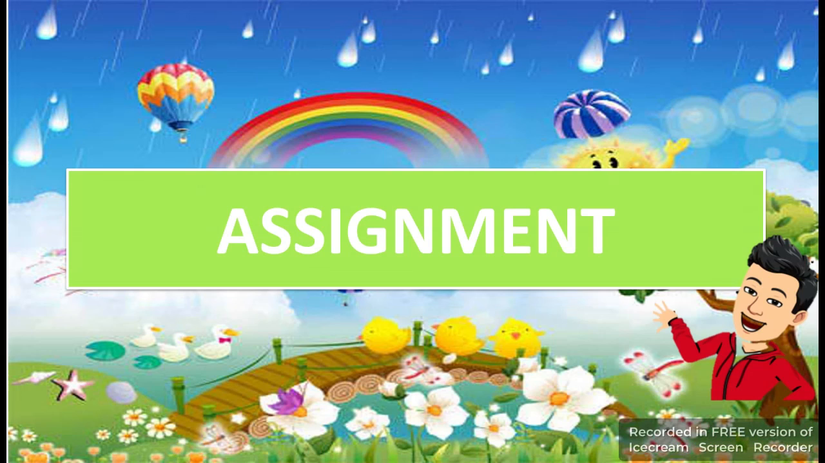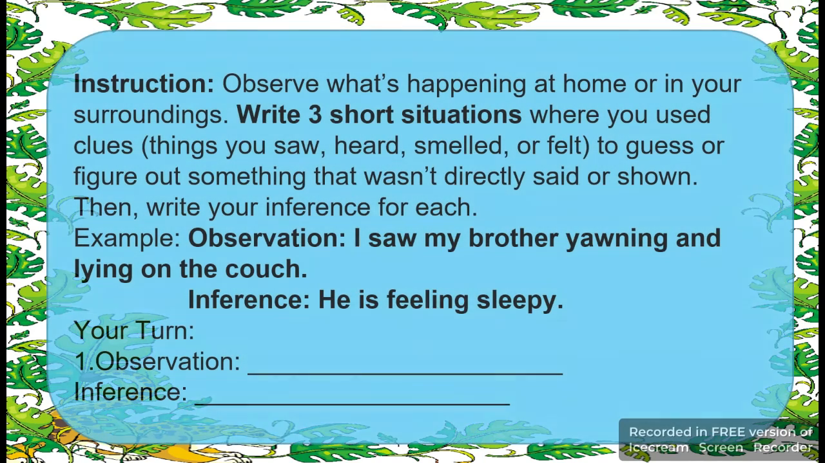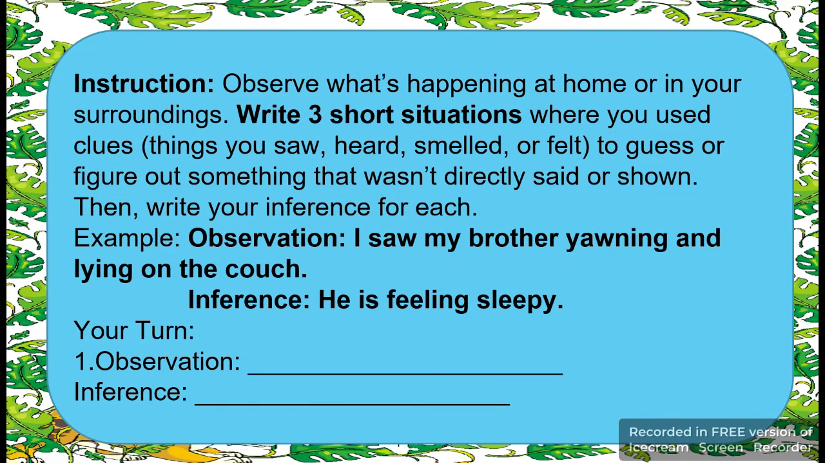Congratulations, kids! For your assignment, instruction: observe what's happening at home or in your surroundings. Write 3 short situations where you use clues, things you see, hear, smell, or feel, to guess or figure out something that was not directly said or shown. Then write your inference for it. Example, observation: I saw my brother yawning and lying on the couch. My inference is he is feeling sleepy.